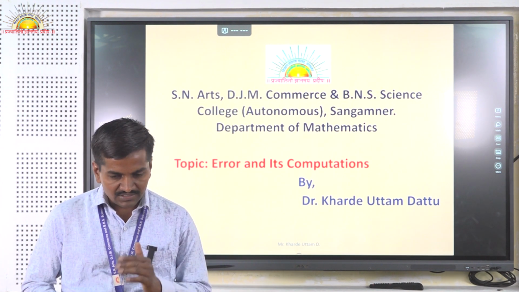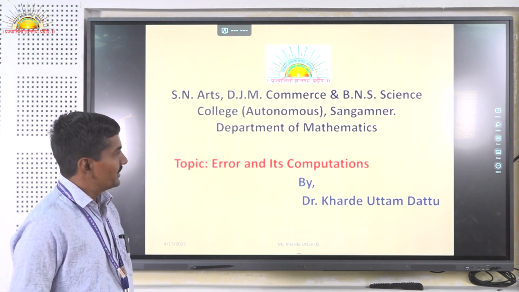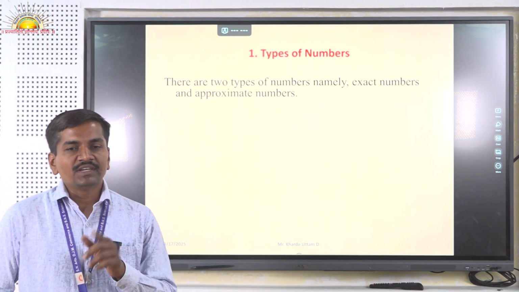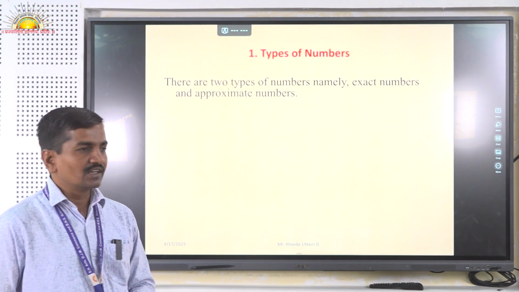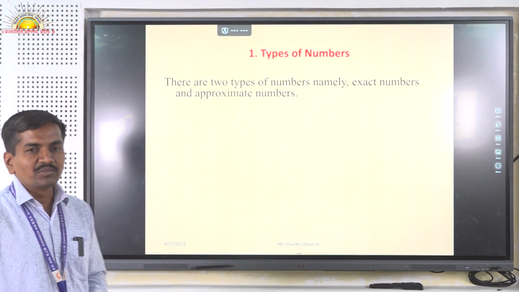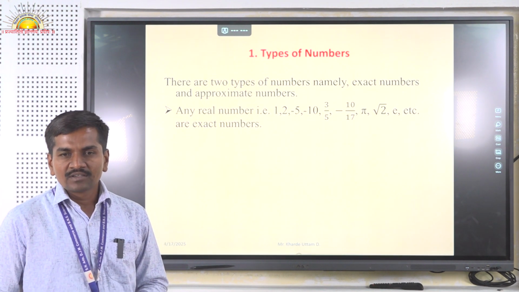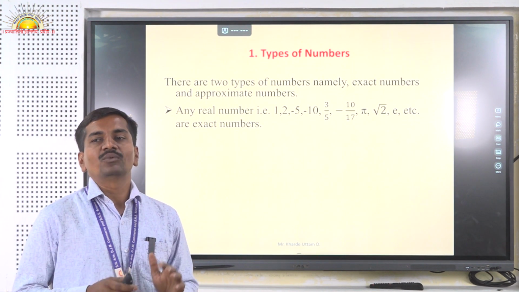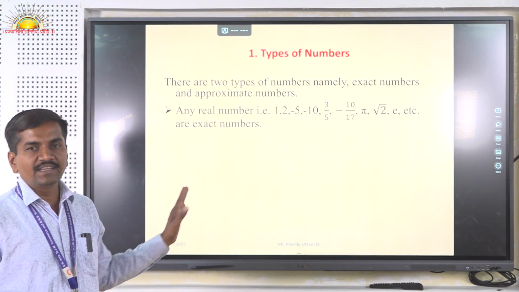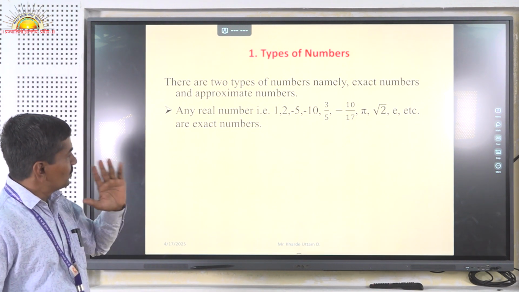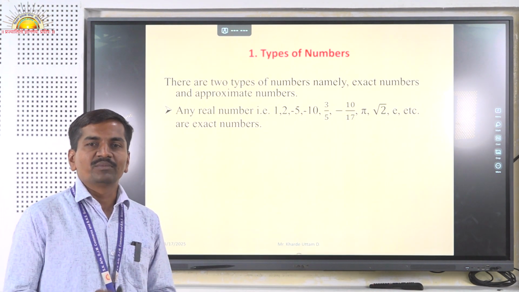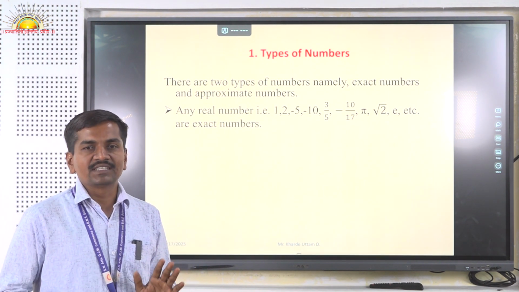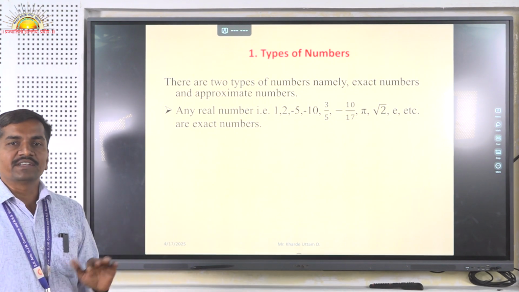Before discussing the errors, let us see the types of numbers. In numerical calculation there are mainly two types of numbers we will consider. First is exact numbers and second is approximate numbers. Exact numbers are those numbers which appear in their own form, that means any real number, namely 1, 2, 5, minus 10, 3 by 5, 10 by 17, square root of 2, e, pi, etc. are considered exact numbers.